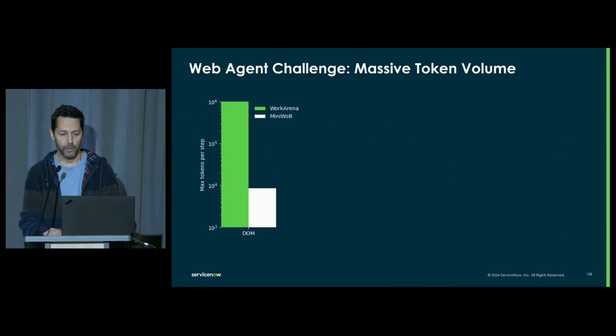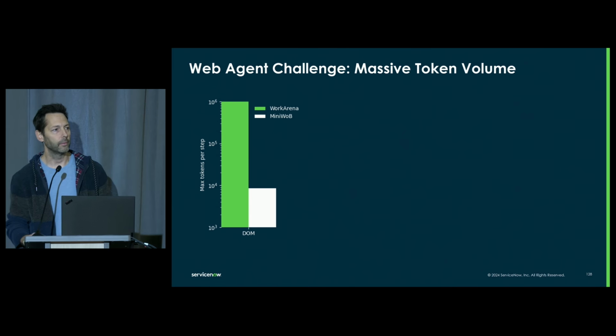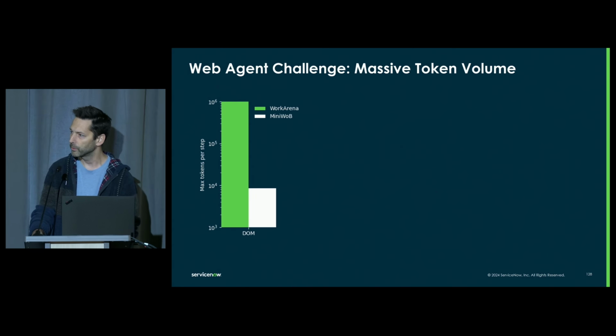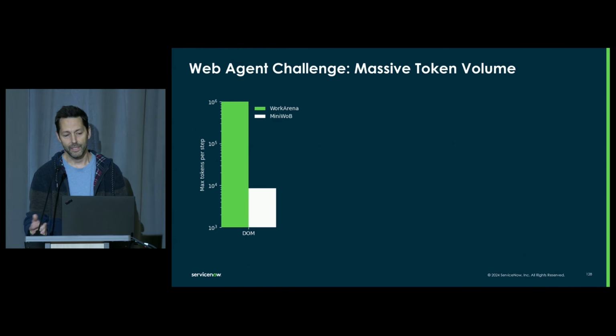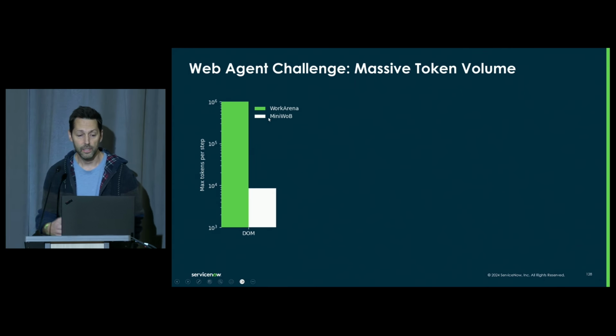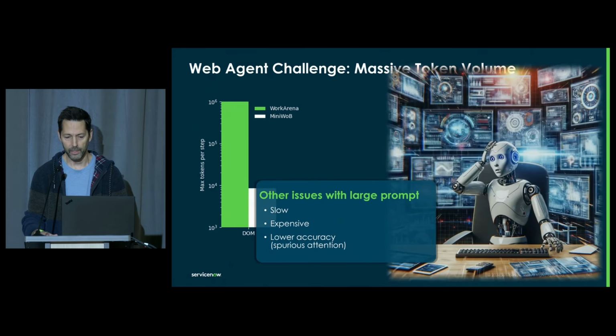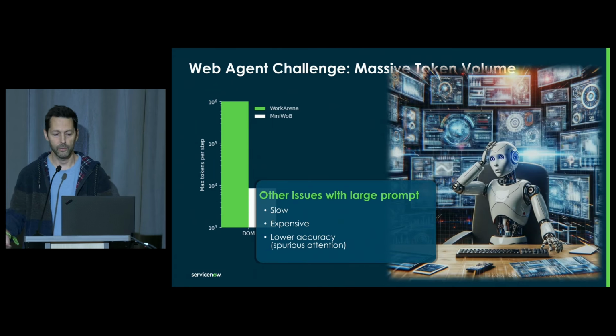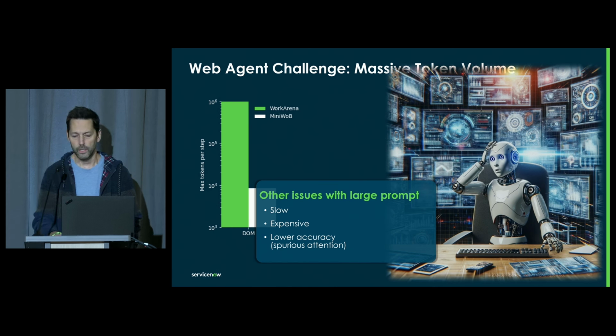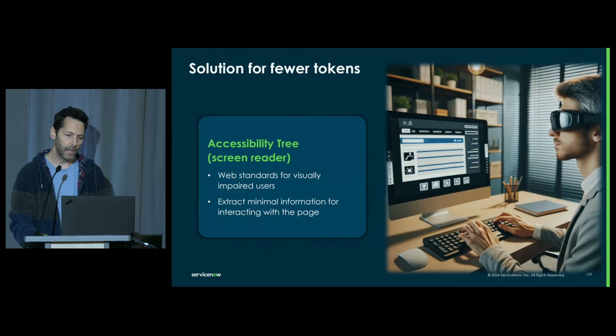Now that we can benchmark, let's try to improve our agent. The first challenge that you meet with a web agent is the sheer number of tokens they're going to get. A single page in Work Arena can contain up to 1 million tokens. This is a log axis on the left side here. LLMs are not able to digest that. Even if you trim it in some way, your LLM is rapidly going to become overwhelmed. It's going to be slow, expensive, with spurious attention. So you need to do something about that.